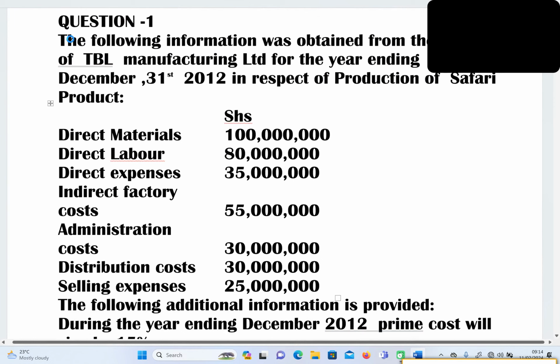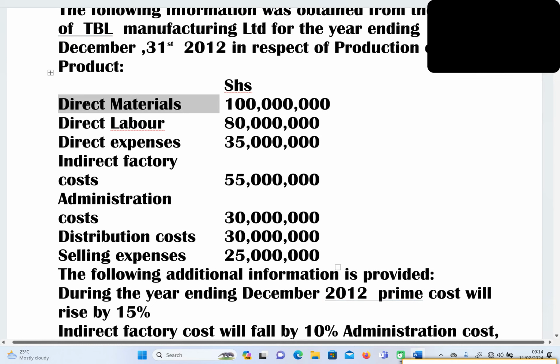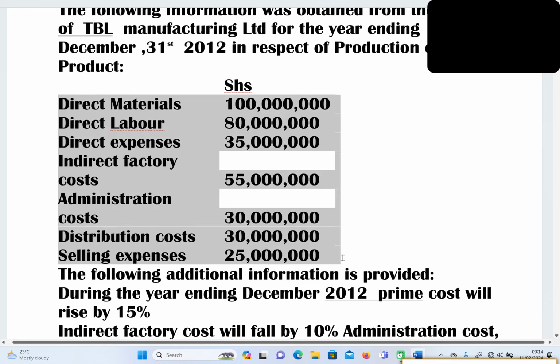The following information was obtained from the account of TBL at the end of 30 December 2012 in respect to production of Safari. What have you been given? Direct material. Direct labor. Direct expenses. Indirect factory cost.